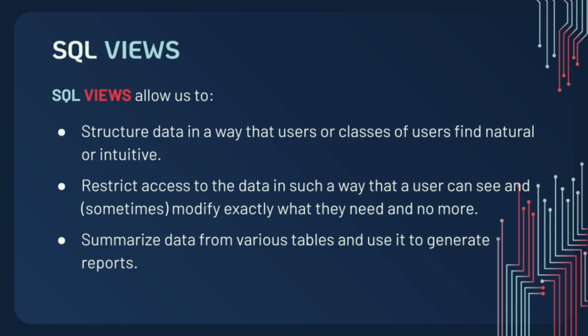Lastly, summarize data from various tables and use it to generate reports. You can also use this in a relational database. You can make views from different columns in the tables, just like what we did in join, but the difference is it's permanent. With join, we can only do it once, and it's harder. With views, we can use it permanently, and it updates by itself. That's why it's better.